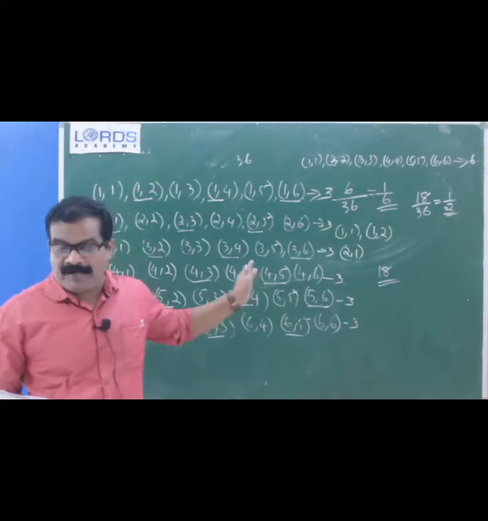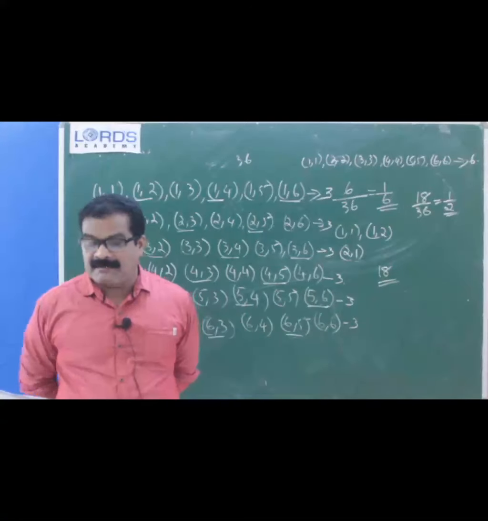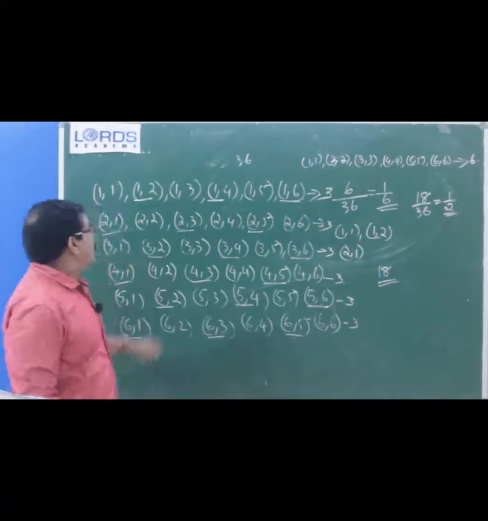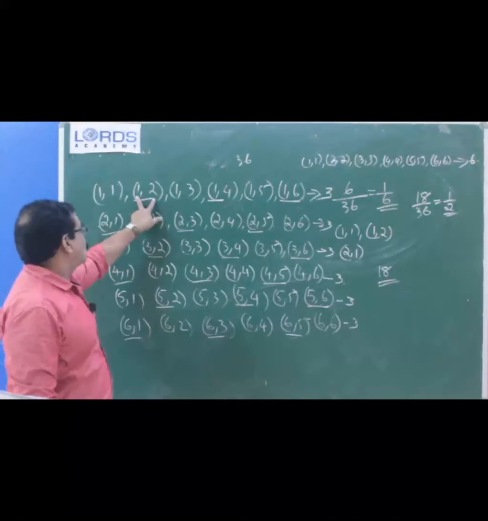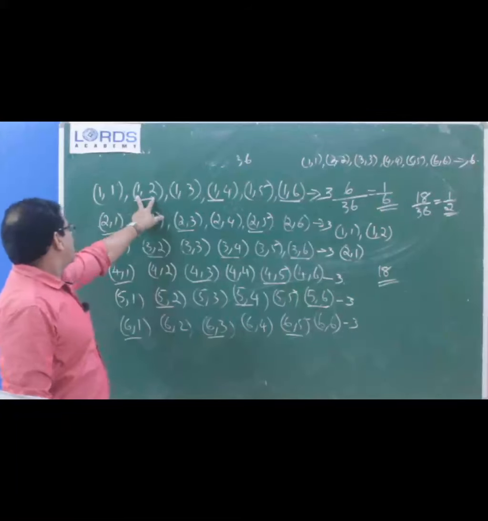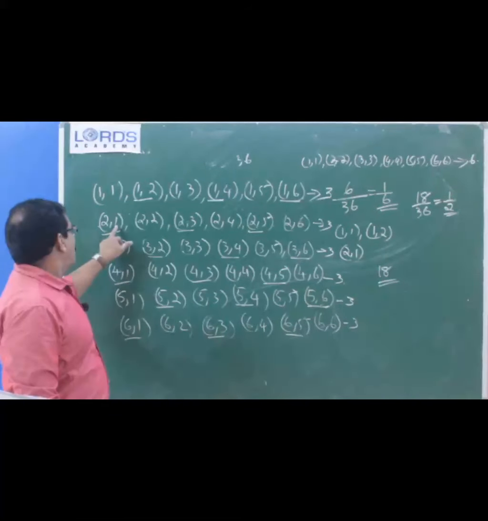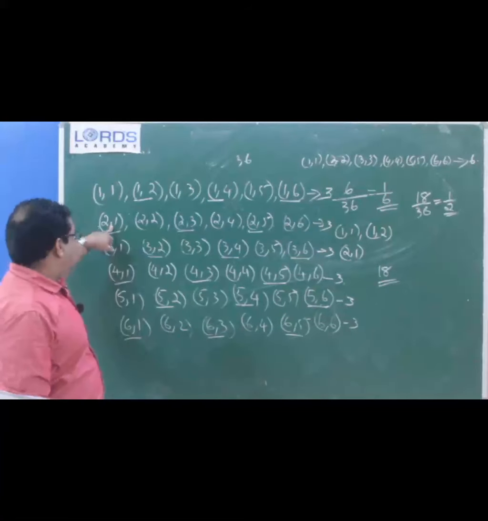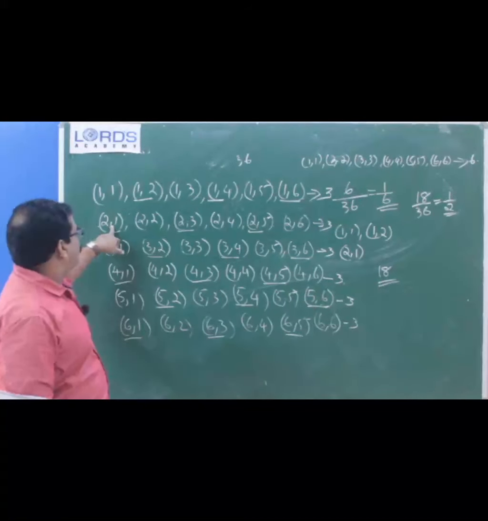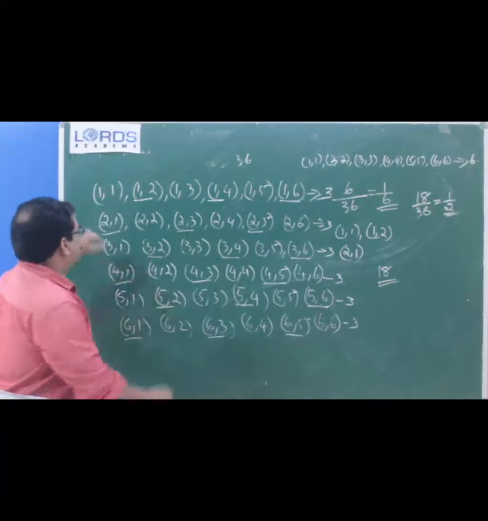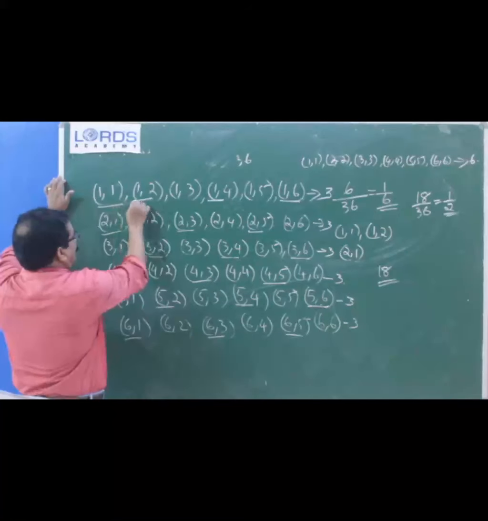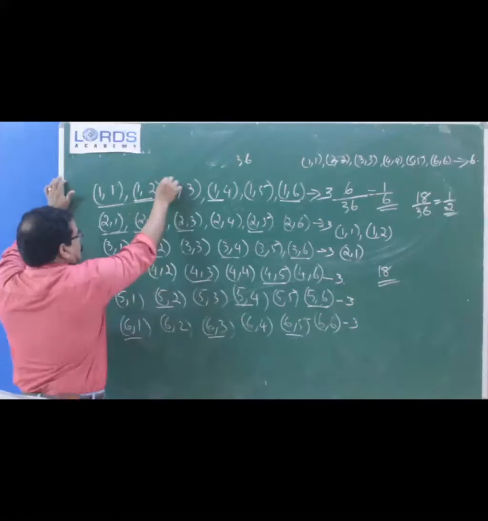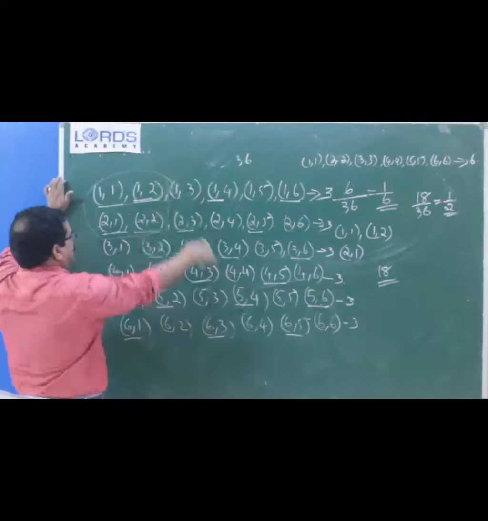Second one, you find out a number less than 3 on each side. Less than 3 you will get 1 1, 1 2; here also 2 1, 2 2. Second one, you find out that one. 1 1, 1 2, 2 1, 2 2. These 4.